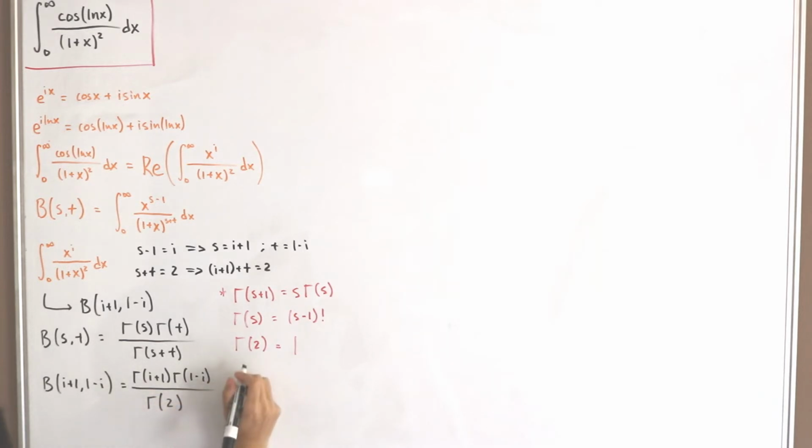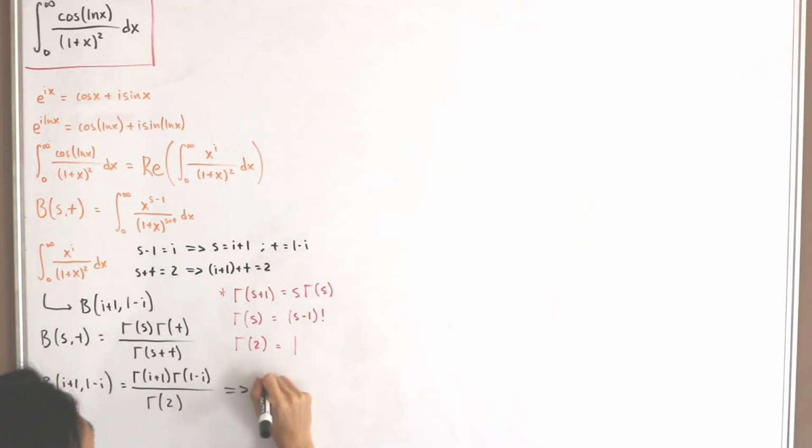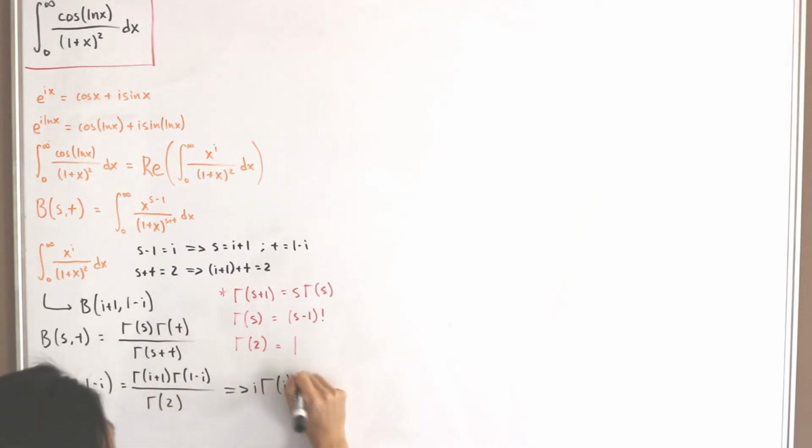Okay. And now if we rewrite things a little further, we can simplify some stuff. We know that gamma of 2 is equal to 1, so we're just left to focus on the numerator. And we know that gamma of s plus 1 is equal to s times gamma of s. We just let s equal i, for example, in this case. So we can rewrite that as i times gamma of i, multiplied with gamma of 1 minus i.